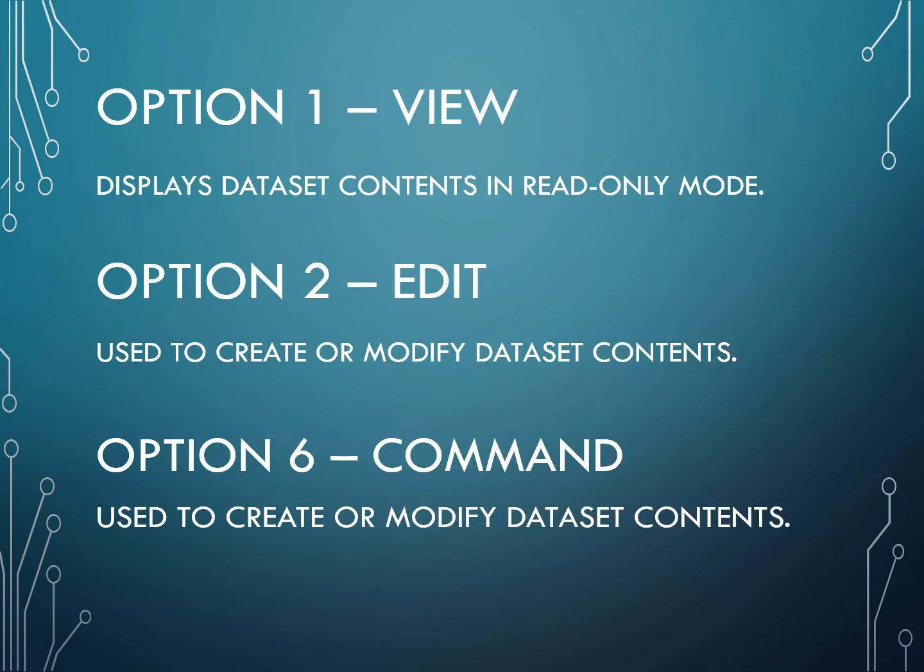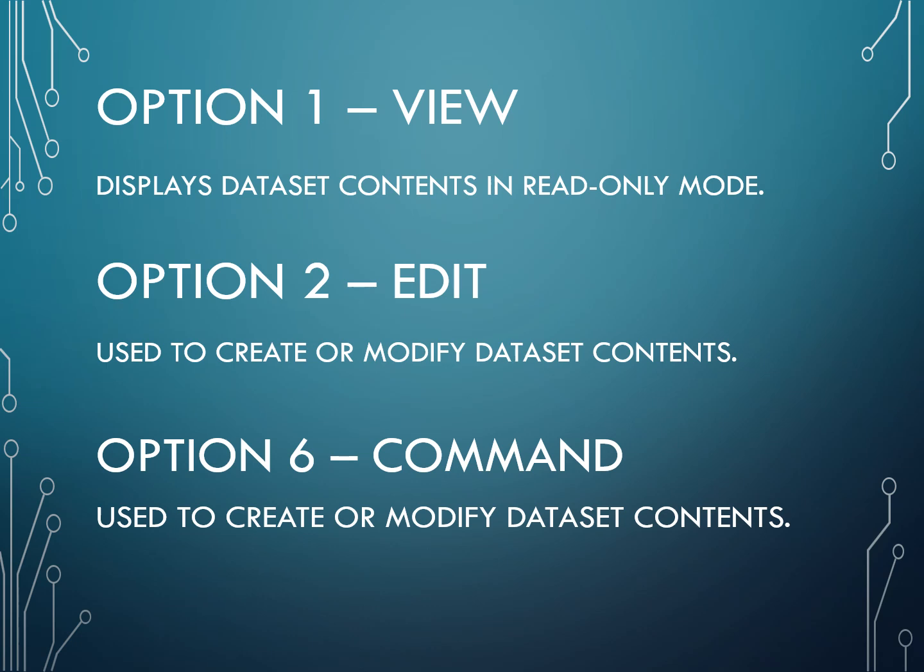Let's understand. Option 1 is View. View allows the user to display dataset content in read-only mode. This is useful when we want to examine a file without accidentally modifying it. Option 2 is Edit. Edit allows the user to create or modify dataset content. Developers use this option frequently to update COBOL programs, JCL members, proc libraries, and parameter files. Among all ISPF options, edit is probably the most commonly used.